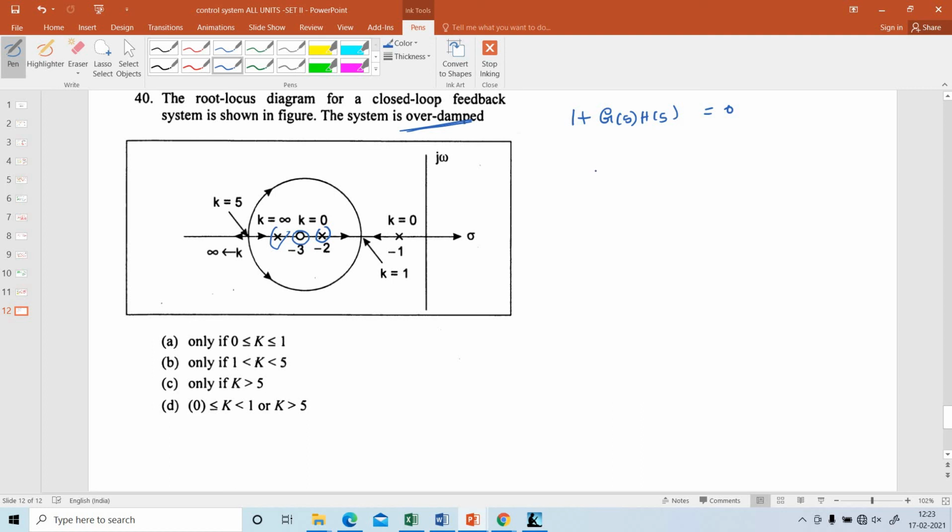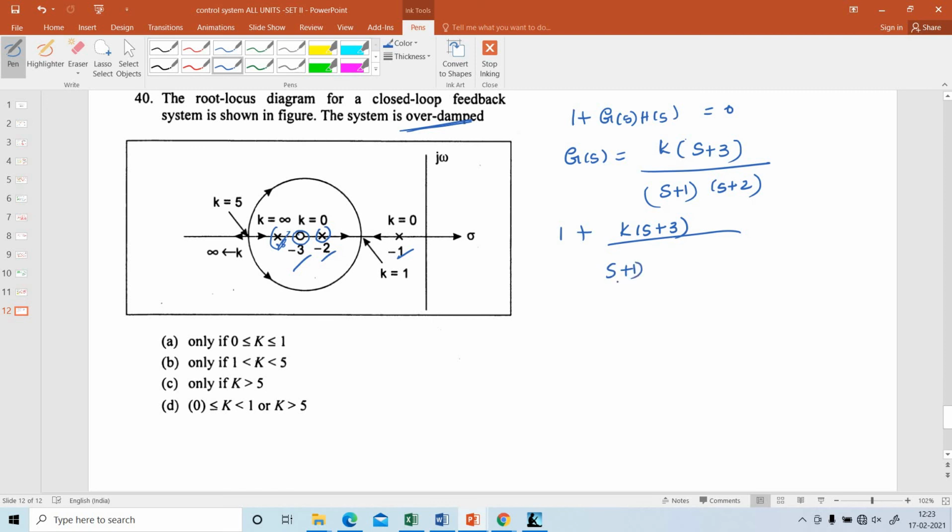Sorry, this is 1 pole and this 1 pole. 2 poles and 1 zero. I have to write G of s first. G of s equal to K into, I'm going to write the zero, s plus 3. Then write the poles, that is s plus 1 into s plus 2. 1 plus K into (s plus 3) divided by (s plus 1) into (s plus 2), that is equal to 0.